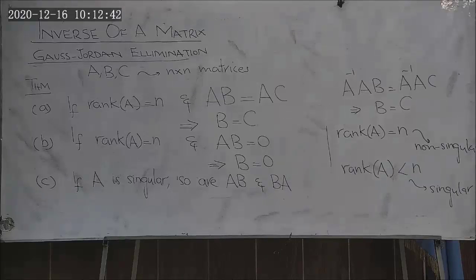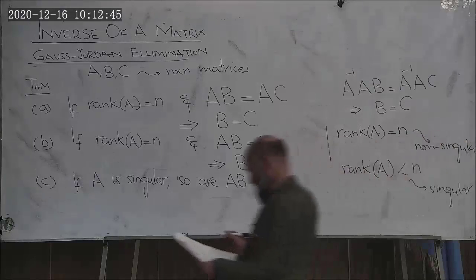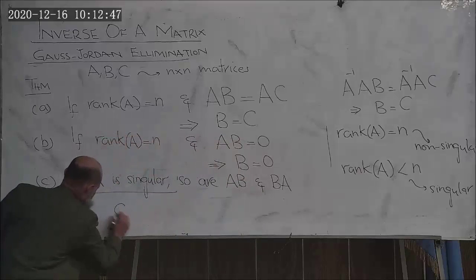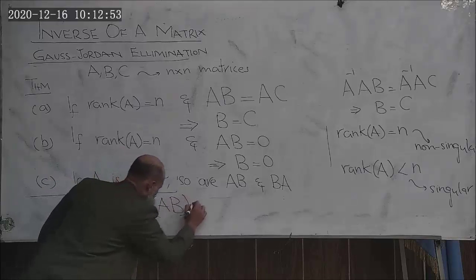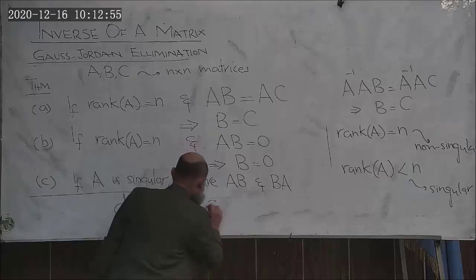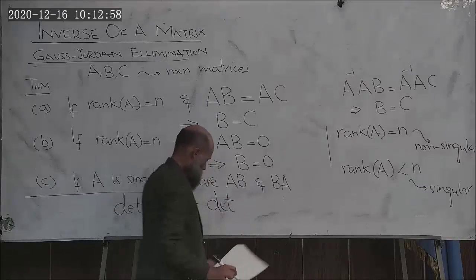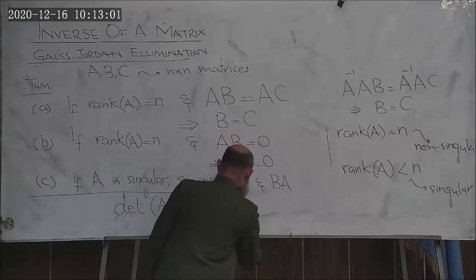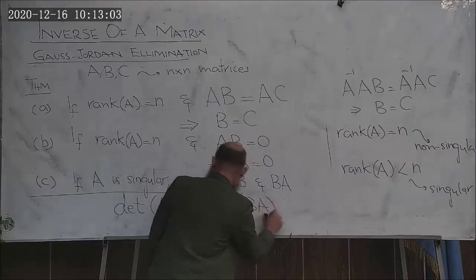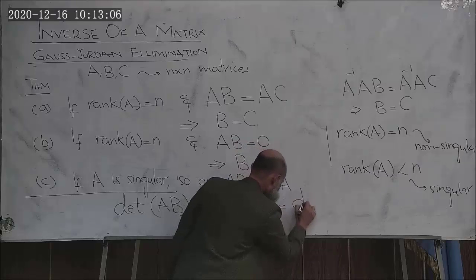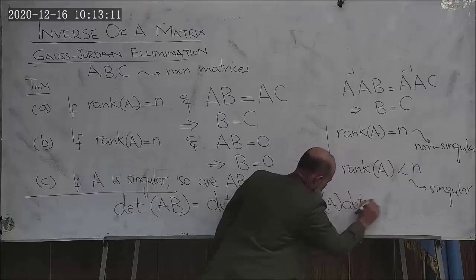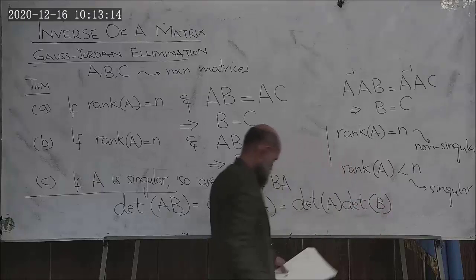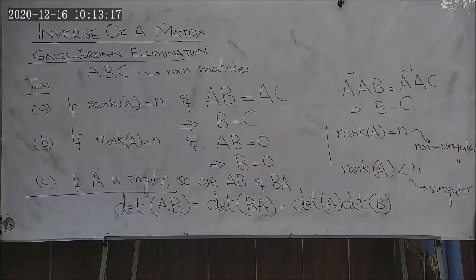And just before concluding, I write one more statement. The determinant of the product of two matrices AB is equal to the determinant of the product BA, and that is also equal to the determinant of A multiplied by the determinant of B. We omit the proof of this last statement.